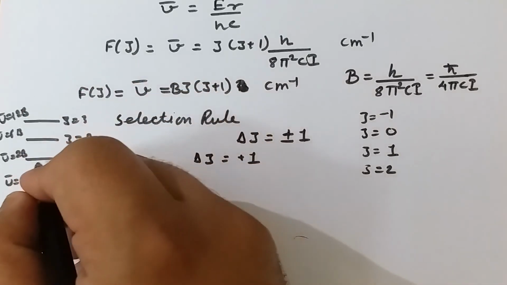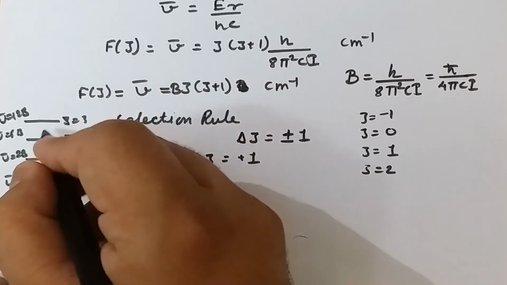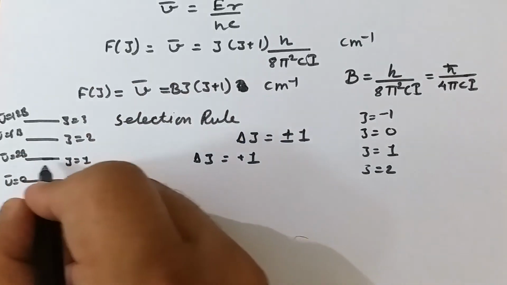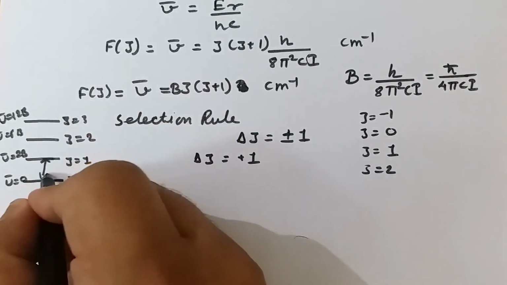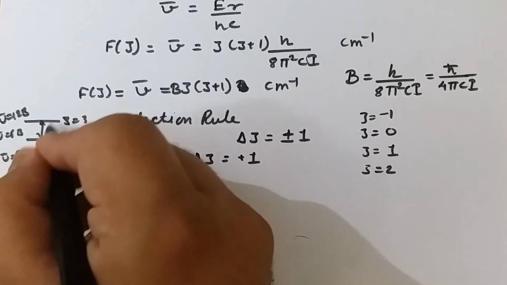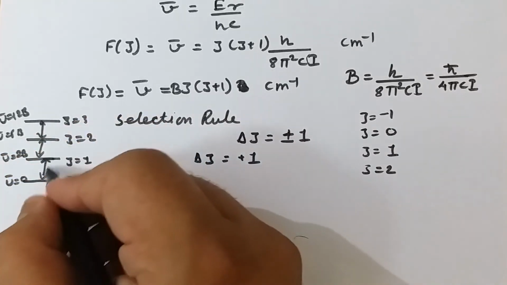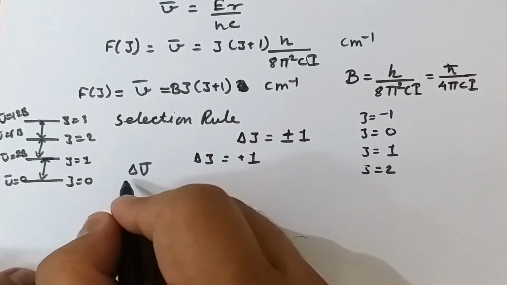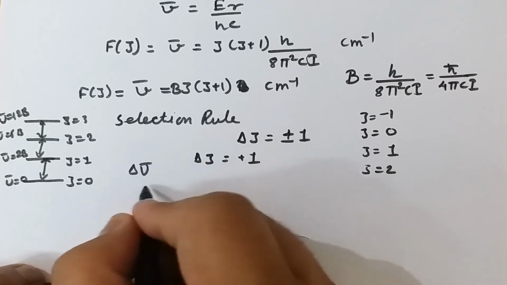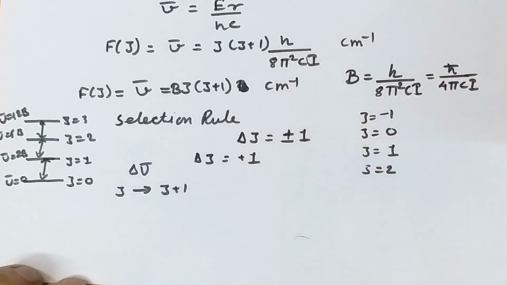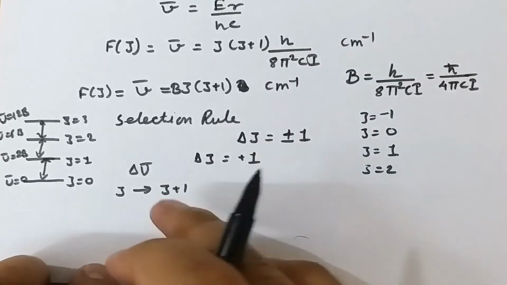Okay, so in this way the energy will go on increasing. If we are considering the change in energy, or if we want to know the spacing between these two lines, or the spacing between the two transitions, suppose the transition is taking place from J to J plus 1.